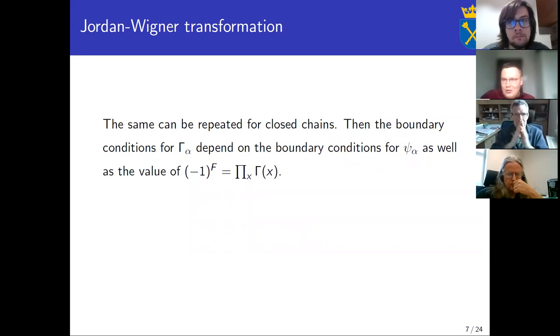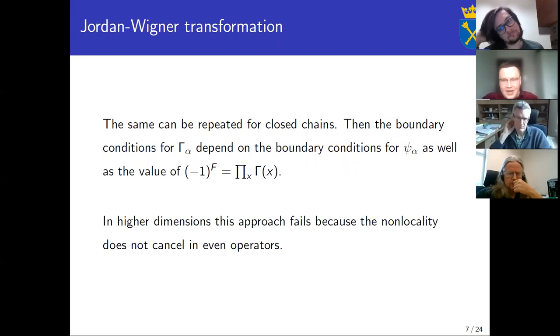So one can treat all boundary conditions and all values of (-1)^F. But at the bosonic level, the boundary condition depends not only on the boundary condition of fermions, but also on this (-1)^F, which is sort of fun. And we will see a more complicated version of such a thing later on.